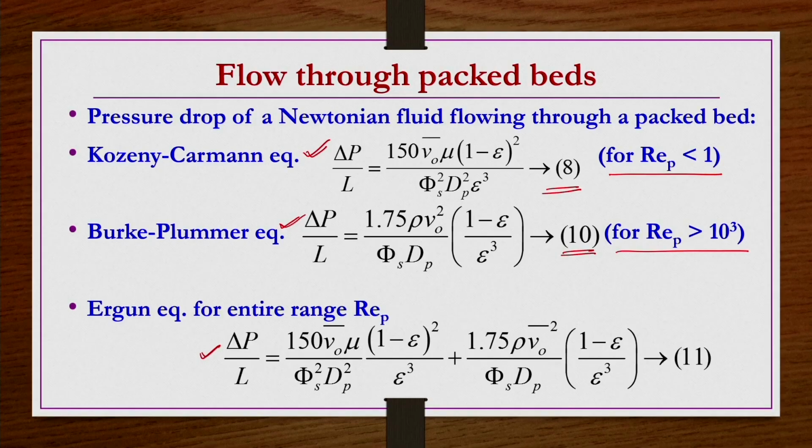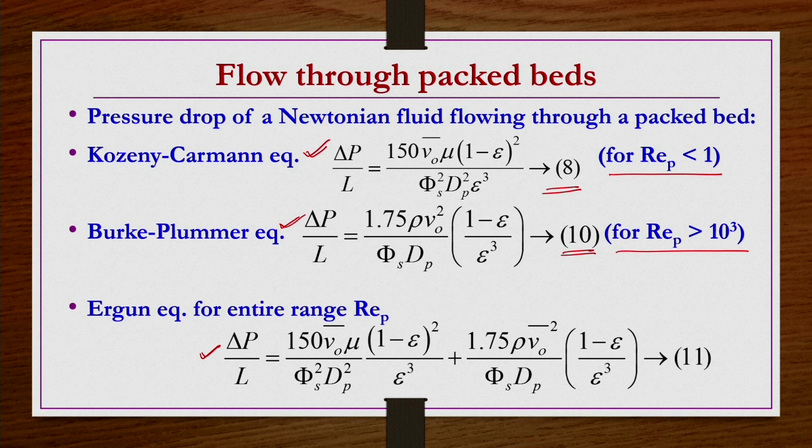We found that if we add together these two individual contributions, then the resulting pressure drop is suitable for the entire range of Reynolds number, from small Reynolds number to large Reynolds number. So, this is Ergun's equation, which is valid for all ranges of Reynolds number, encompassing small to large Reynolds numbers.